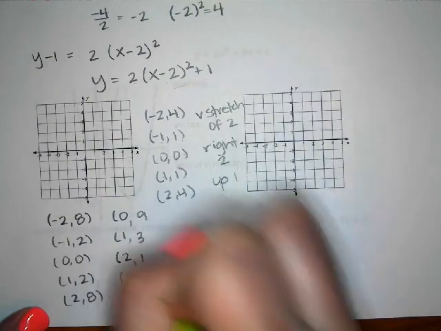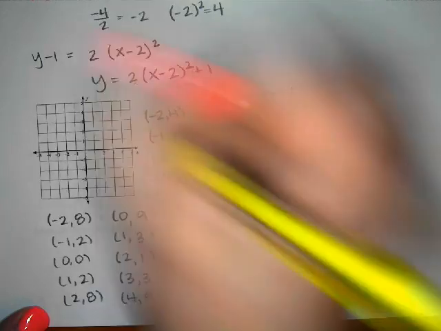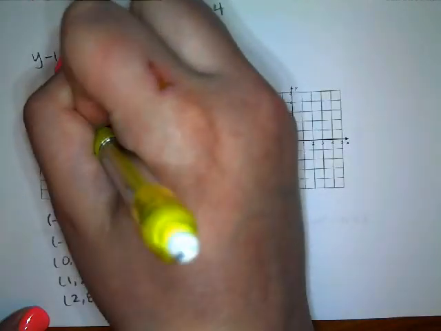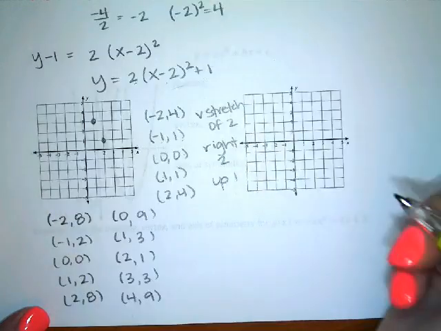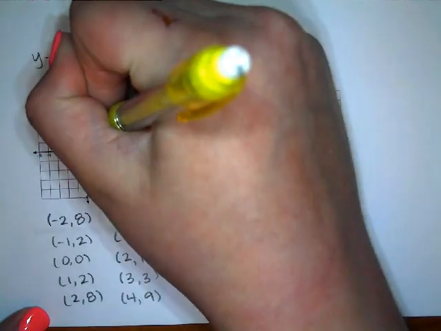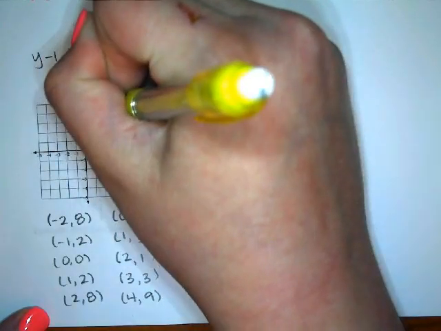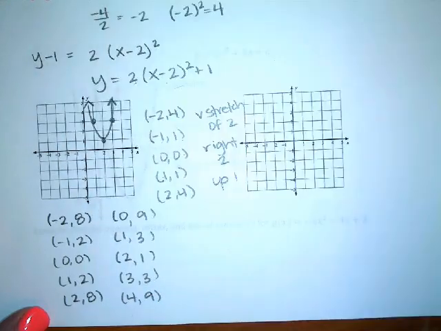So there are some of these points I'm not going to be able to graph. (0, 9), I can't, but (1, 3) I can graph, and (2, 1) I can graph, and (3, 3) I can graph. So this is a pretty narrow graph because it's been vertically stretched. So there is my graph.